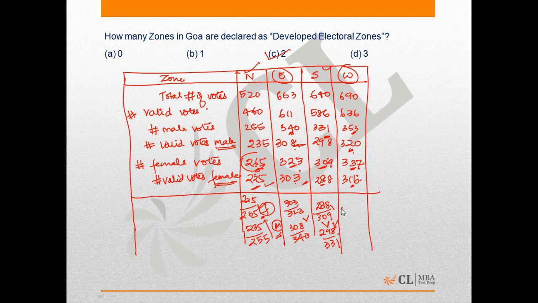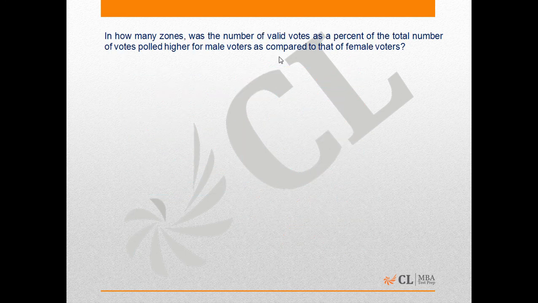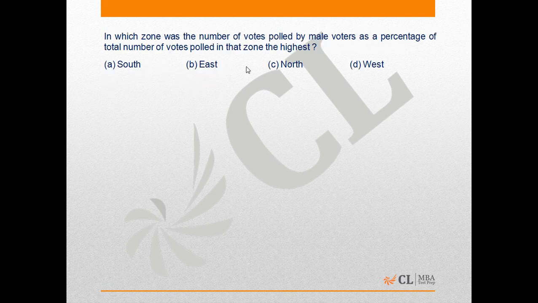And if you look at the West, we have 316 out of 337, while for male we have 320 out of 353. So the numerator has increased by 2, while the denominator has drastically increased by 16. So this is again less. So only one zone satisfies it. So the answer is North Zone only. So there is only one zone that satisfies this condition. Let's move over to question number 49.